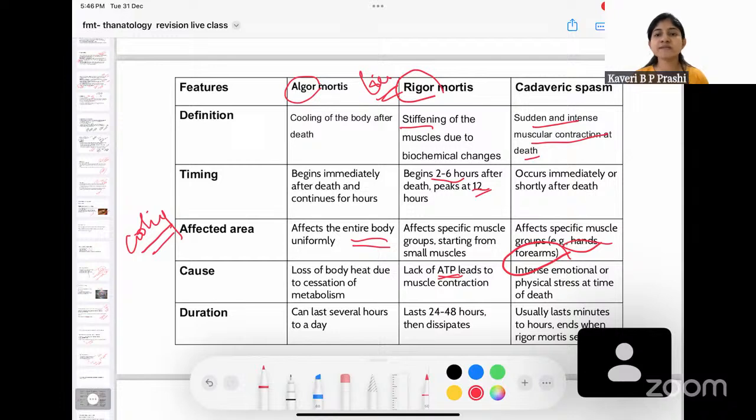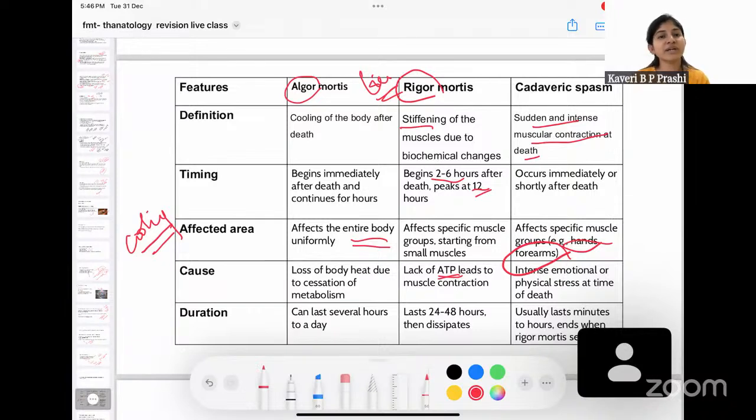Coming to the cause of cadaveric spasm, intense emotional or physical stress at the time of death. So as I told you, if a person has so much guts to take a pistol and shoot himself, he might have a lot of emotional stress or physical stress going on, because of which there could be intense muscular contraction in specific muscle groups, smaller muscles like hands or forearm. And coming to the last point, the differences between all these.